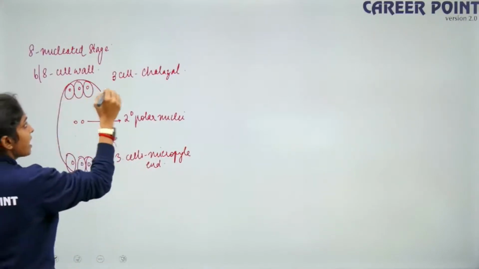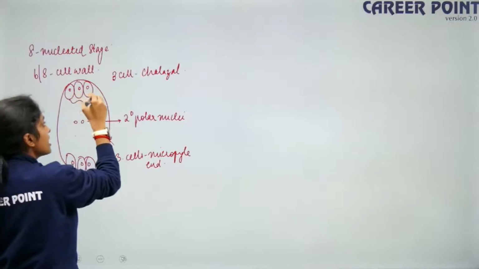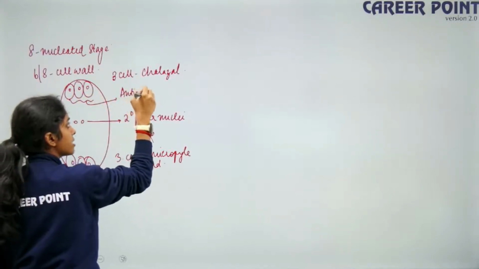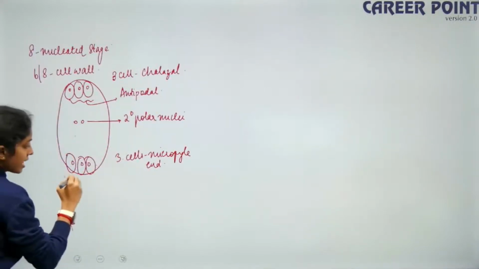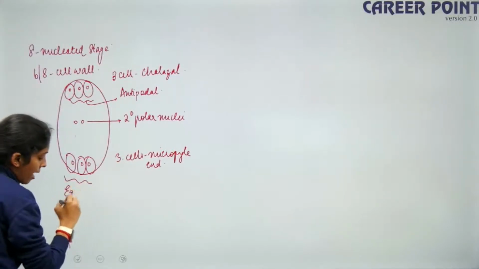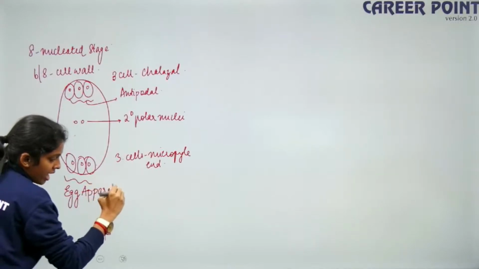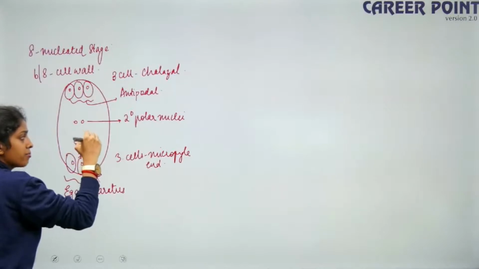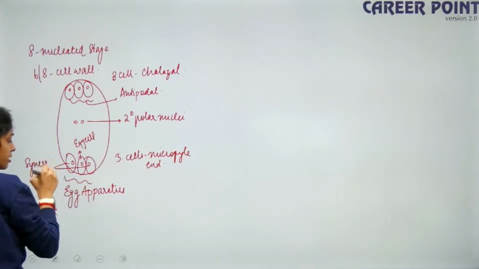The three cells at the chalazal end are called antipodal cells. The three cells towards the micropyle end are known as the egg apparatus. In the egg apparatus, I have one egg cell, and the other two are known as synergids.